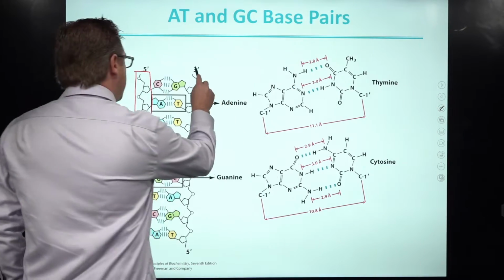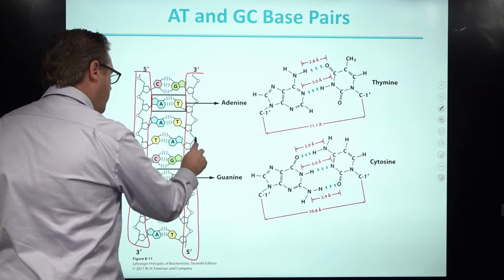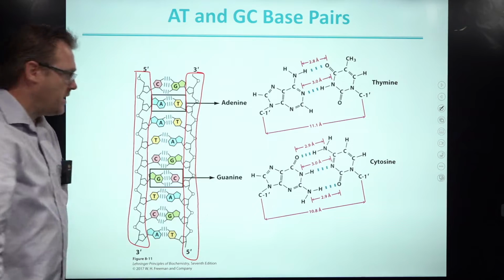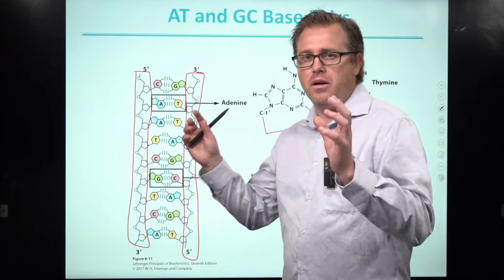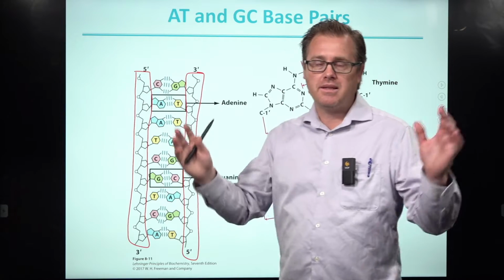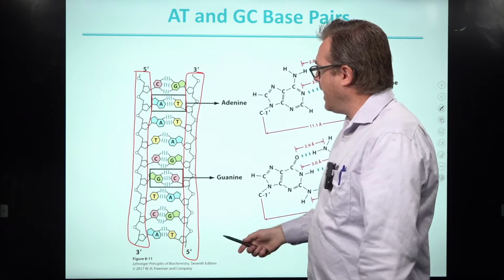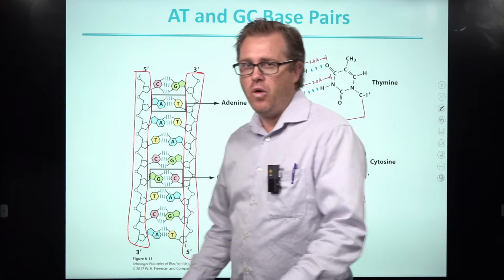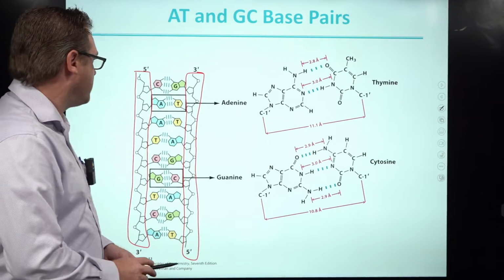And then on this side, we have another backbone right there. And so these two linear pieces, this linear piece and this linear piece, are going to associate with one another by hydrogen bonds to form this double-stranded DNA molecule.